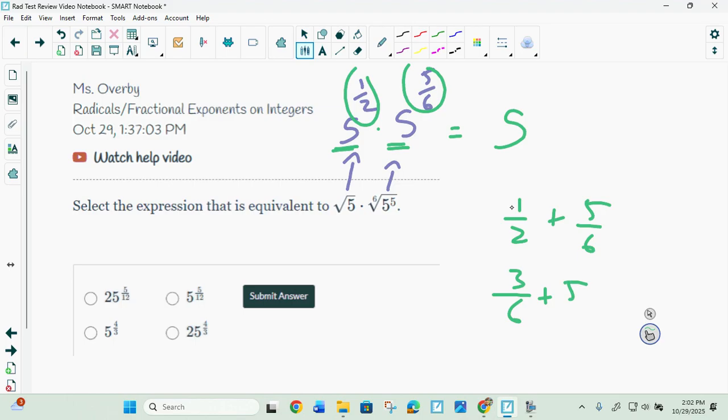We add it to a 5/6, and we get 8/6. Is that answer there? Oh, no, the answer's not there because guess what? 8/6 can be simplified. 2 goes into 8 4 times. 2 goes into 6 3 times. Is that answer there? Woo! It is. All right, let's keep going.